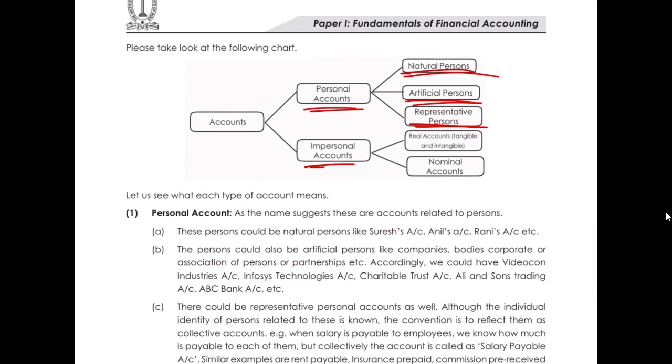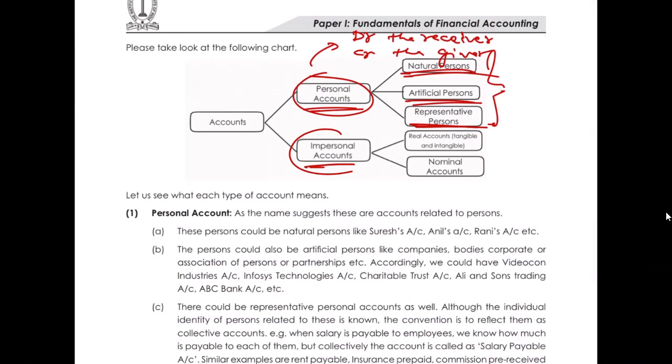Representative person is, for example, on my behalf, my brother is acting for any transaction. So he is my representative in that case. So all these, Mr. X, Mr. Y, Mr. Ram, Mr. Sham, Mr. Ghanshyam, everybody is a personal account. So personal account, you know the rule: debit the receiver and credit the giver.